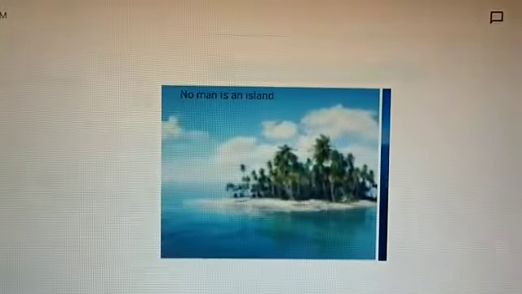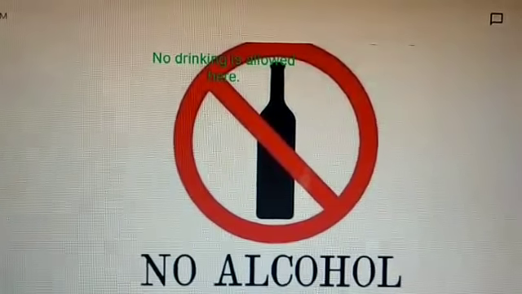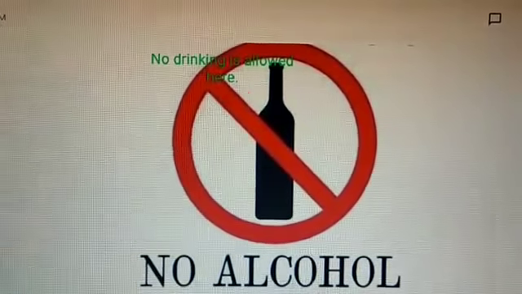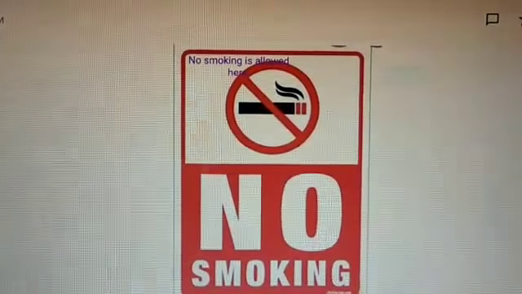See how she is shouting. Okay, the girl is yelling. So, it is written, no yelling here. Next one you see, no man is an island. No drinking is allowed here. No smoking is allowed here.